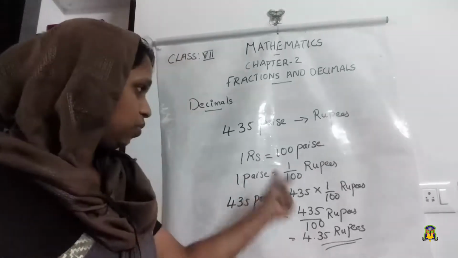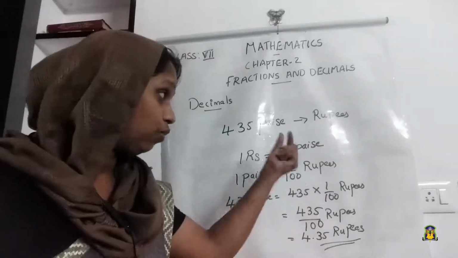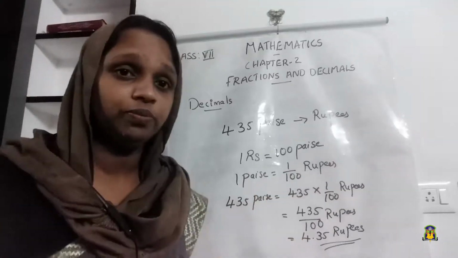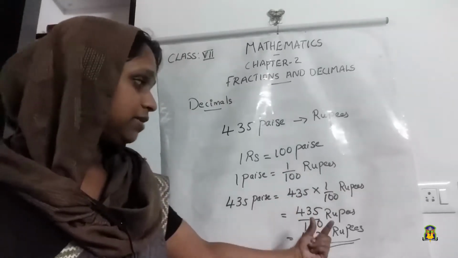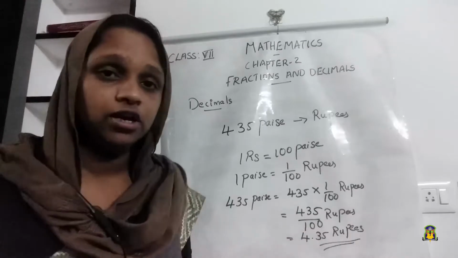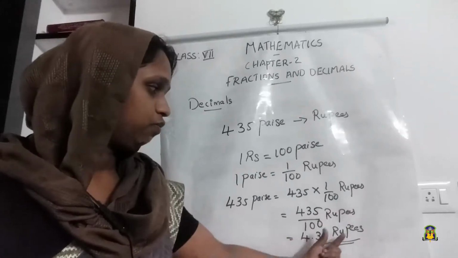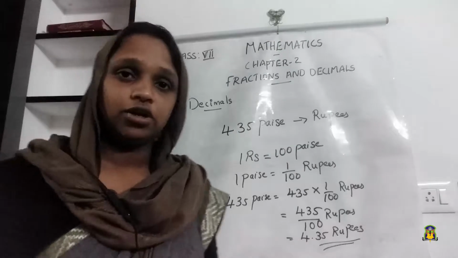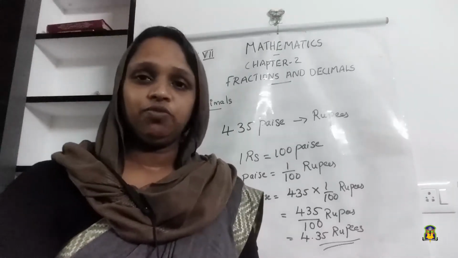Okay, students. So 1 rupee is equal to 100 paise. From that, 1 paise is equal to 1 by 100 rupees. So we can write 435 paise is equal to 435 by 100 rupees. So that is 4.35 rupees. Okay students? Hope you all understood.